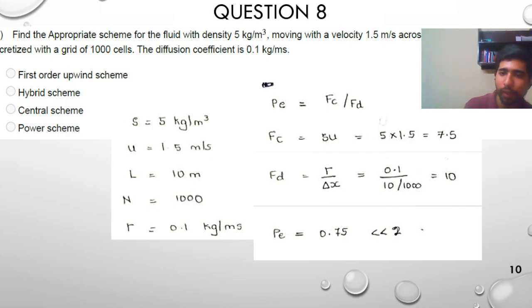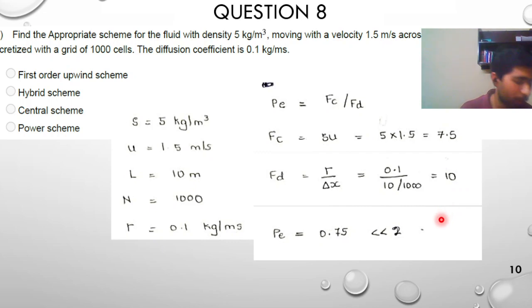0.1 into 100 divided by 10, so that is 10 divided by 10. Okay, that would be 1. So you have FD as 1 and FC as 7.5. So what scheme would you use in that case?